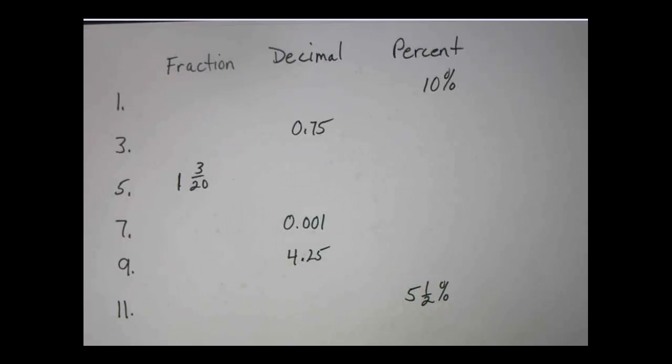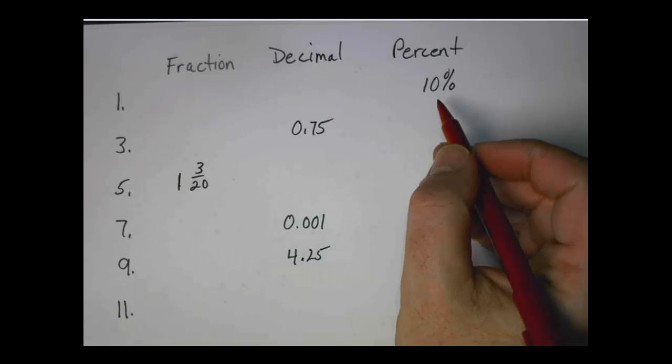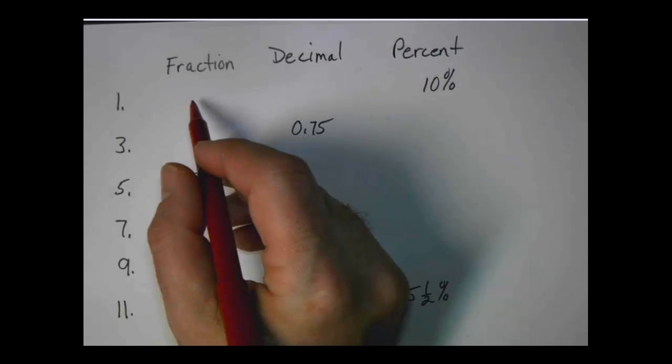Section 6.4 has no new vocabulary words to introduce. All they're looking at right here is being able to reinforce your skills in moving fractions to decimals to percents and vice versa. So on page 433, they have our lesson there where we're converting, in problem number 1, a percent to a decimal and a fraction.